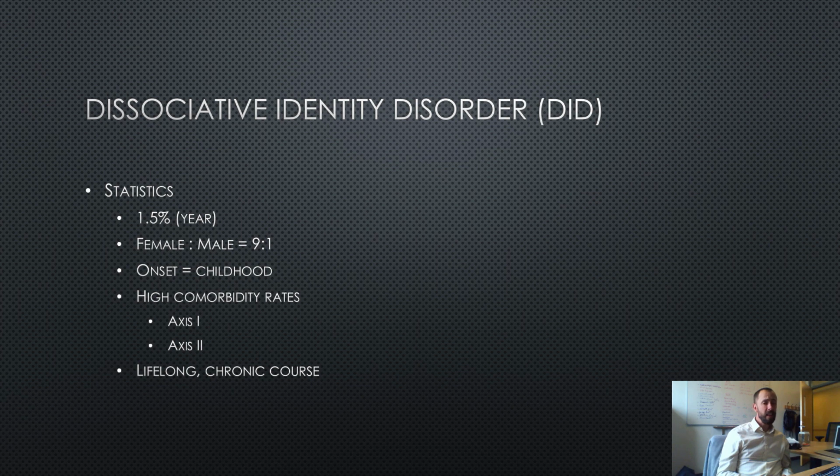The prevalence, I hesitate to say, is 1.5%. That's a statistic I think from your textbook, but I'll talk about that in a minute, about how difficult it is to estimate the true prevalence of this disorder. It's usually in women, a 9-to-1 ratio, so only 10% or whatever of cases are men. Usually onset is in childhood, and there's a lot of comorbidity. So there's a lot of other disorders that these people have, whether they be Axis 1 disorders like depression, PTSD, very common, or Axis 2 disorders, personality disorders, borderline personality disorder, narcissistic personality disorder, or other ones. So it's usually a lifelong chronic course too.